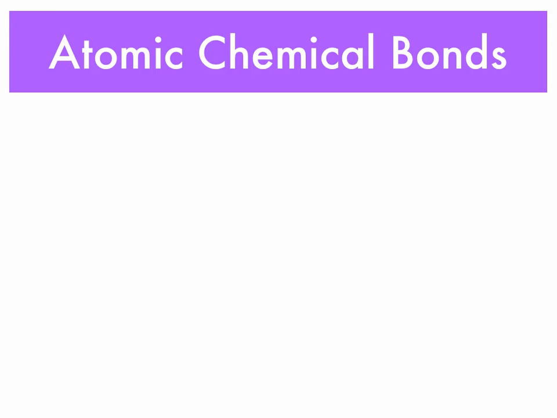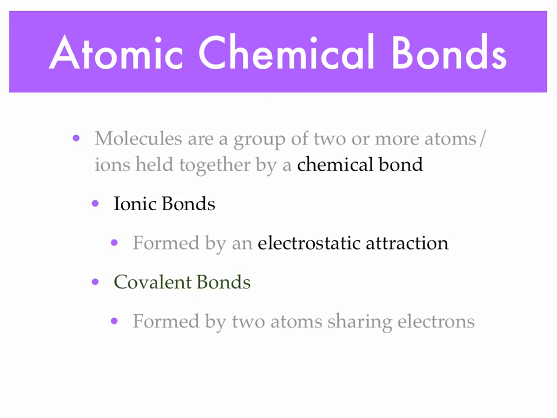Atoms don't just exist alone. They like to group up with other atoms. They can group up with atoms that are the same as them, so oxygen hooking up with an oxygen, or they can group up and form molecules with other atoms like water. You have oxygen and hydrogen getting together. And when they hook up, they form what are called molecules. And molecules are a group of 2 or more atoms or ions that are held together by a chemical bond.